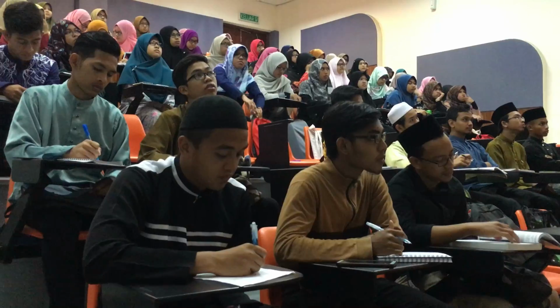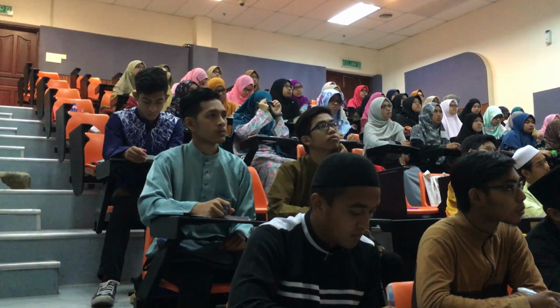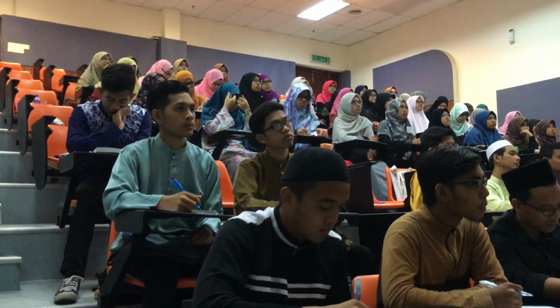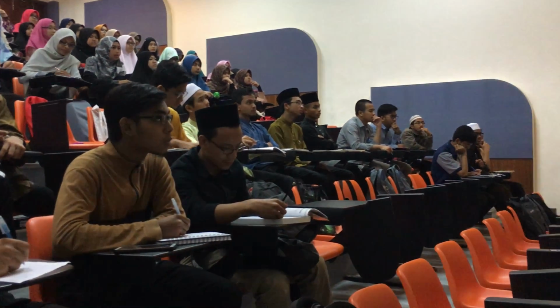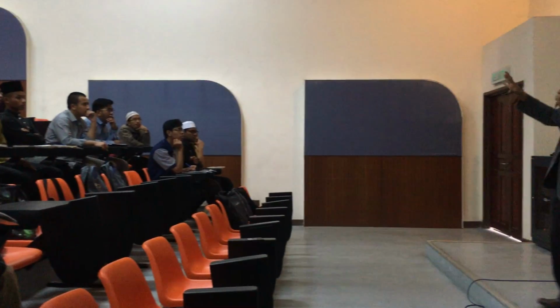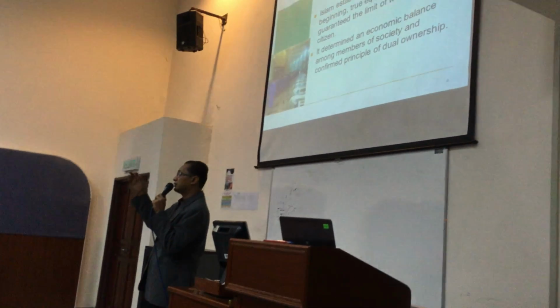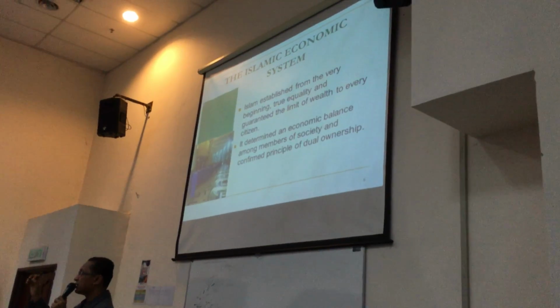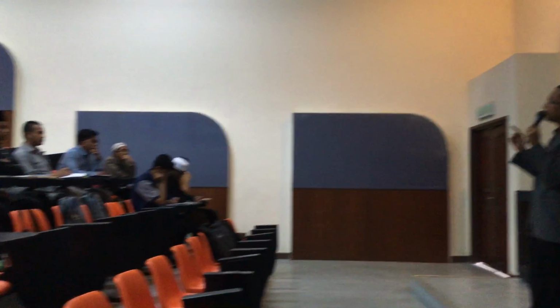So the Islamic economic system is actually established from the very beginning, through equality and guaranteed the living wealth to every citizen. Why do I say guaranteed limit of wealth to every citizen? For example, if you look at the zakat system, it guaranteed that everybody, the 8 asnaf, or the 8 categories of people that can receive the zakat money, should receive the minimum zakat money based on the had kifayah. Okay, the minimum requirement. The had kifayah is the minimum requirement.